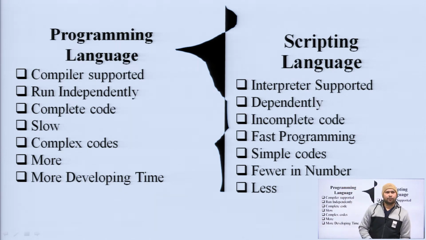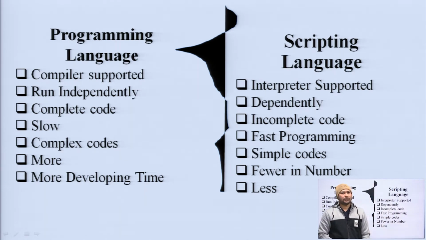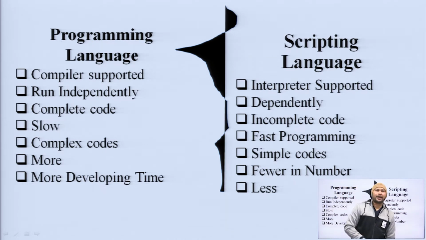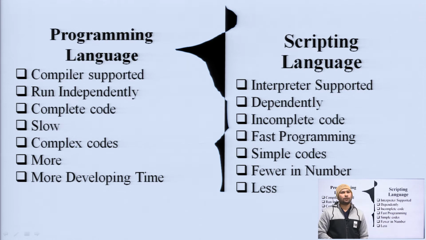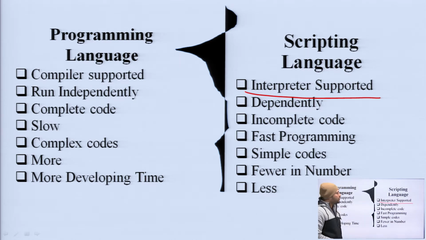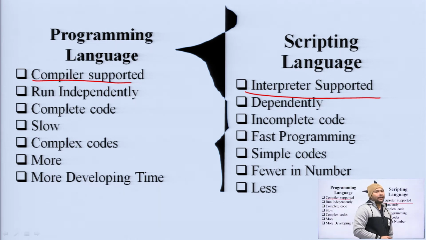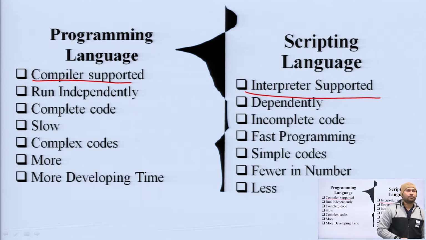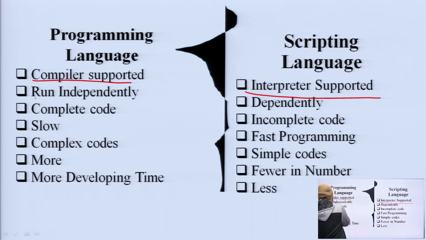Now, look at the difference between a programming language and a scripting language. Just before this slide, you have seen that Python is considered a scripting language, but you can also say that Python is a programming language too. Generally, we consider Python a scripting language because it uses the interpreter as a support. But if somehow you develop a compiler for Python, then you can see that this language can also be a programming language.